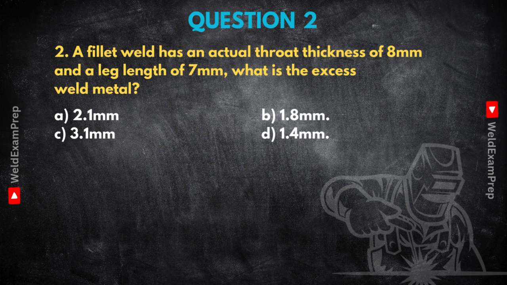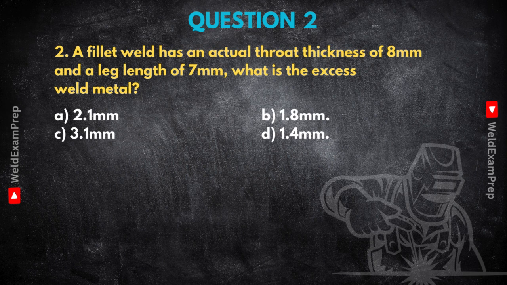The theoretical throat. How do we figure that out? Right. The theoretical throat thickness for what we call an ideal miter fillet weld, that's one with a perfectly flat face and equal legs, is typically calculated by multiplying the leg length by 0.707. It's a standard geometric relationship. Okay, so 7 millimeter leg length times 0.707. Exactly. So for a 7 millimeter leg, the theoretical throat would be 7 times 0.707, which is about 4.949 millimeters. Let's call it 4.95 millimeters. That's the ideal amount of metal for that leg size.